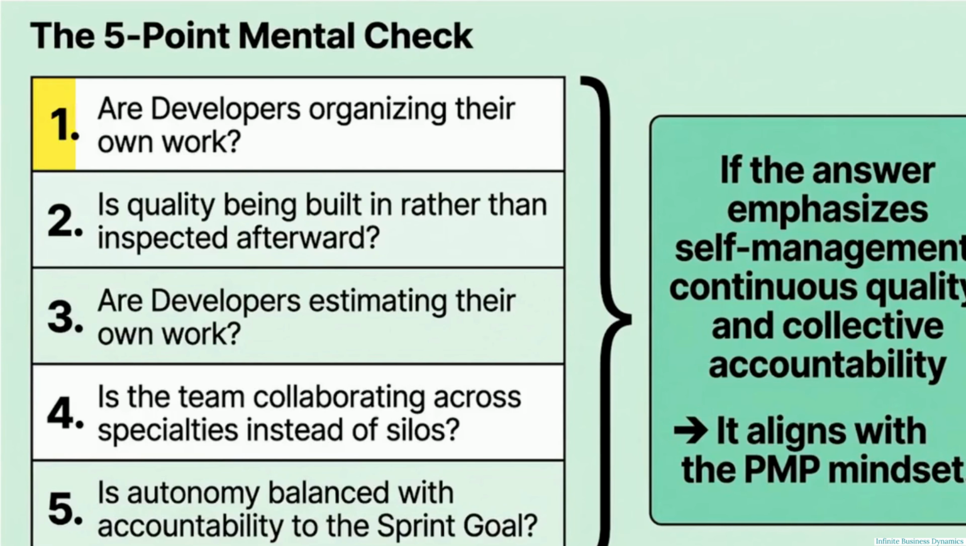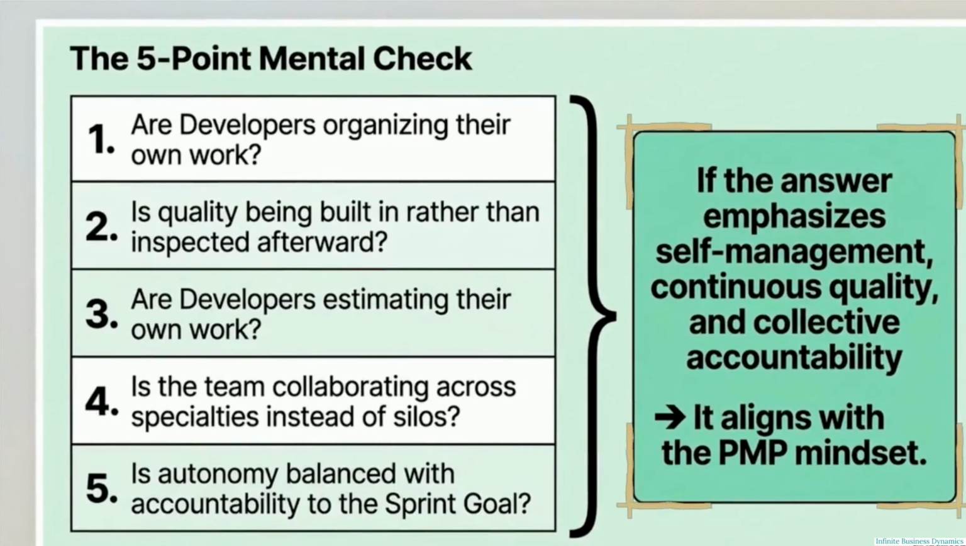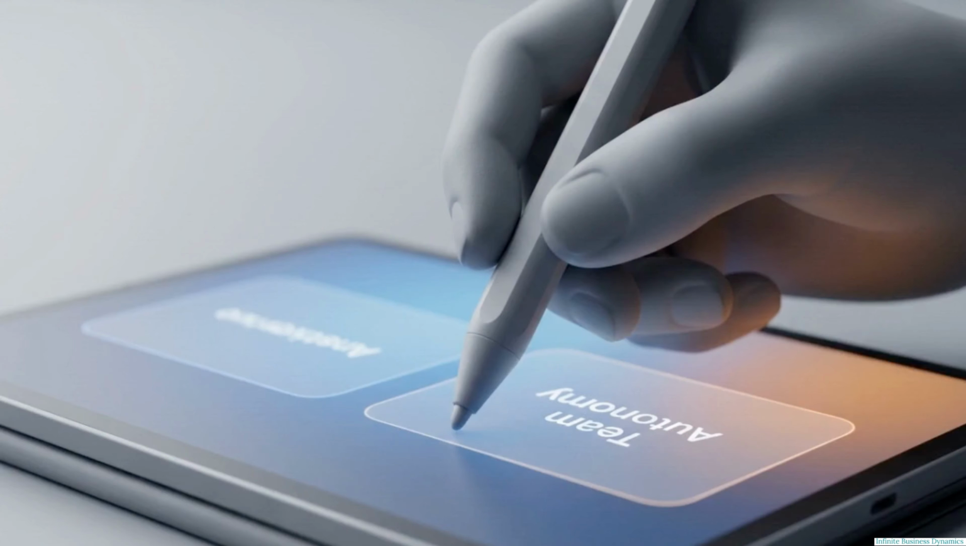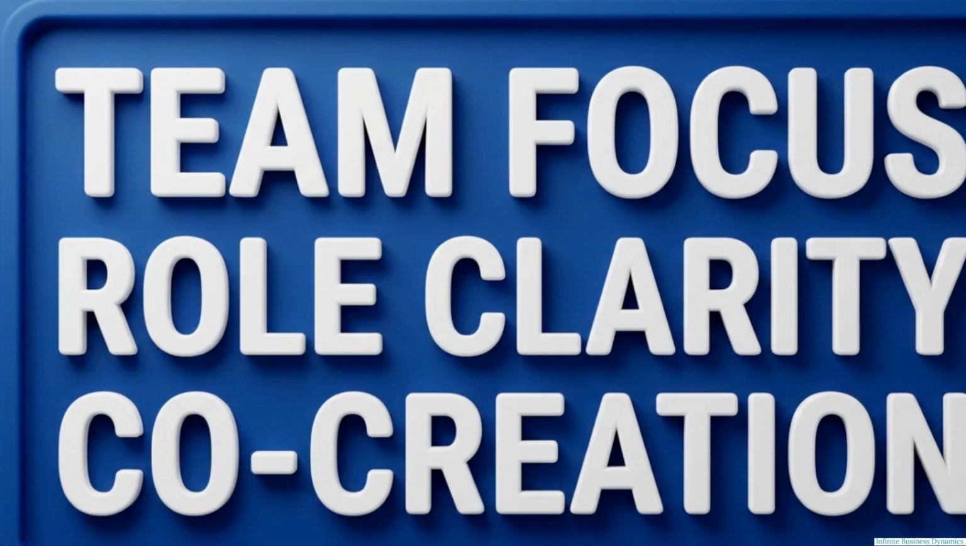Before locking in any answer, ask yourself, are the developers organizing their own work? Is quality being built in? Is accountability shared collectively across the team? When you find yourself stuck between 2 tricky answers, let this be your guide. The correct PMP choice will always empower the team, respect strict boundaries, and choose collaboration over control.